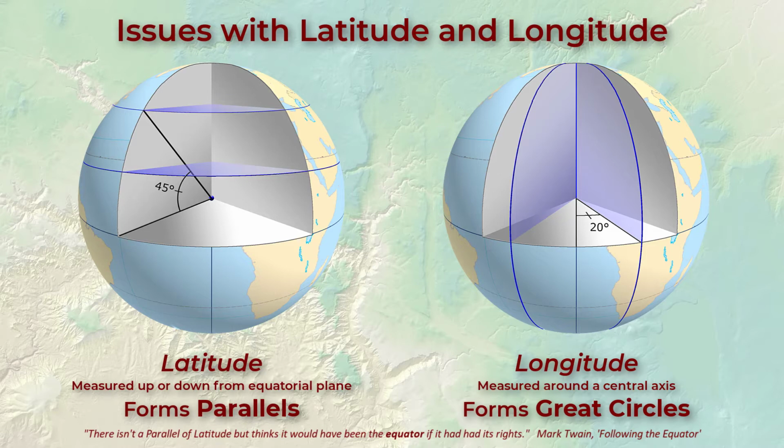Now, we're going to discuss the shape of the planet in a little bit, and it's not exactly a sphere, but the concept still applies. Another cool thing about great circles is that if you follow the line of a great circle, you're actually following the shortest path over a sphere.